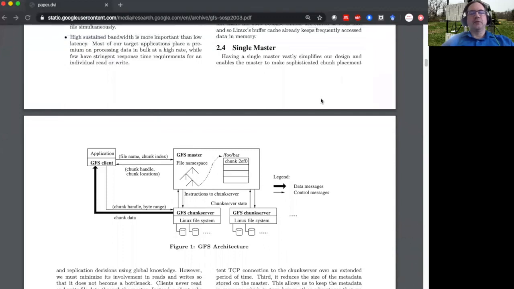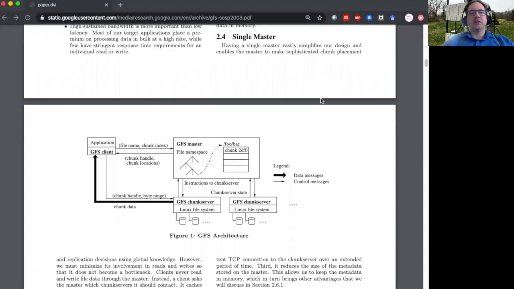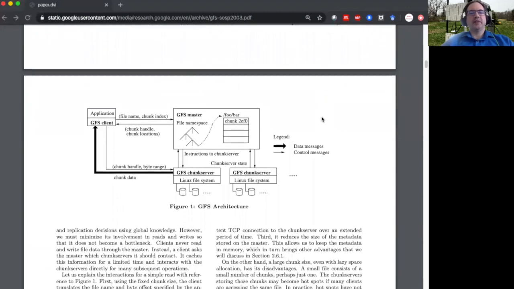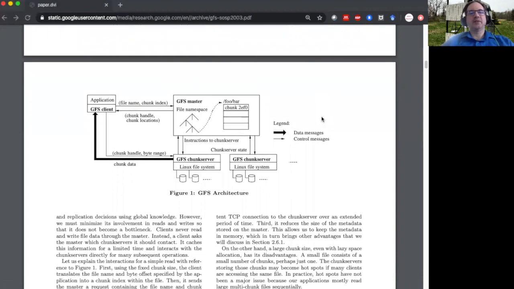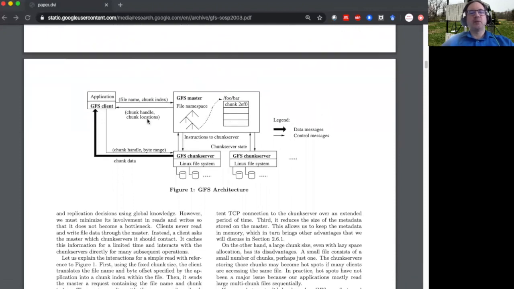Hello, and welcome to 6033 discussion on figures. This time we're looking at GFS, or the Google File System paper. And we're going to start with the system overview, which is in figure 1, the GFS architecture.